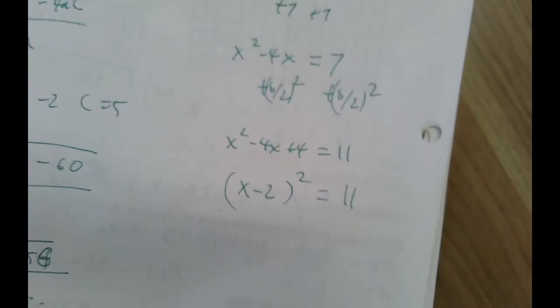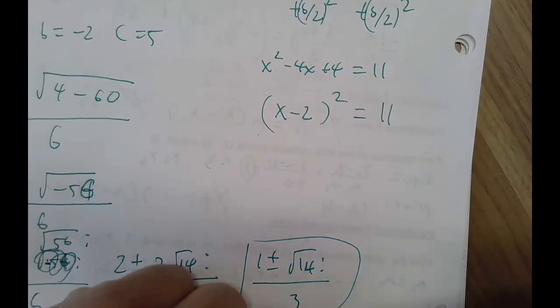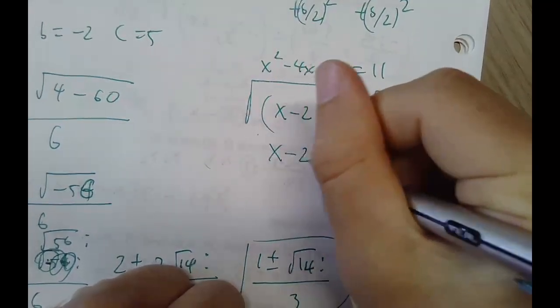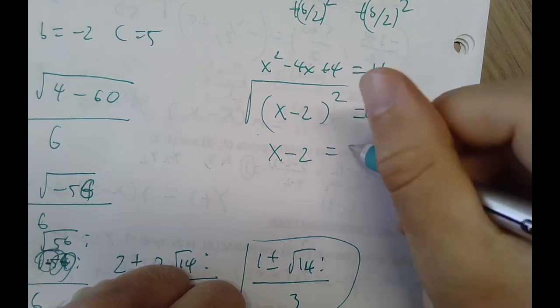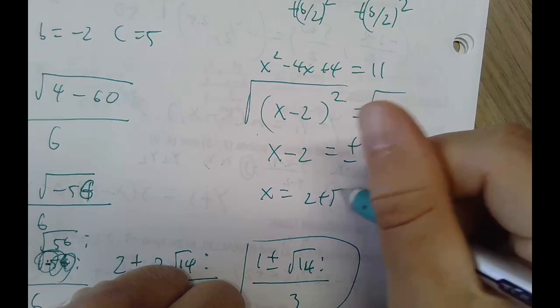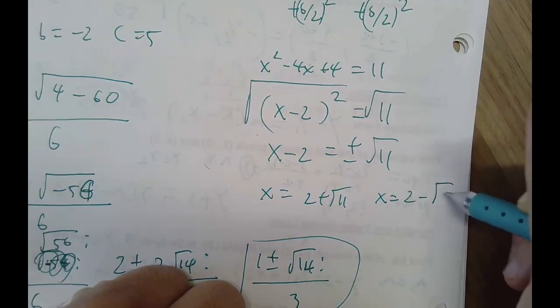All right, there we go. And then we can square root both sides. X minus 2 equals plus minus root 11, and so we have x equals 2 plus root 11, and x equals 2 minus root 11.